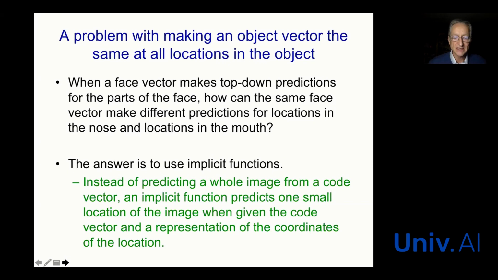The answer to that is what's sometimes called implicit functions, but would probably be better called neural fields. The idea is that unlike something like an autoencoder network, where from a layer you try and produce the whole of the layer below, at each location we're going to take the face vector and that location, and we're trying to predict just the part at that location.